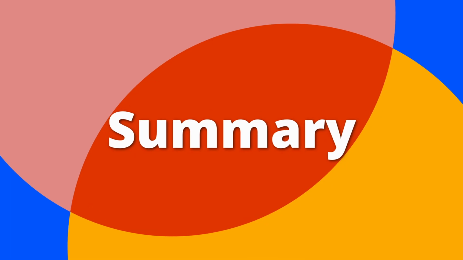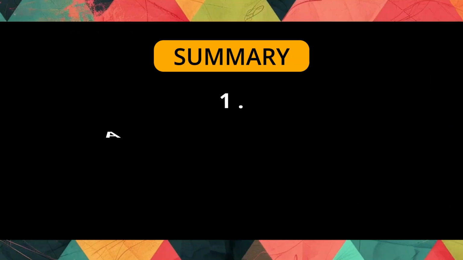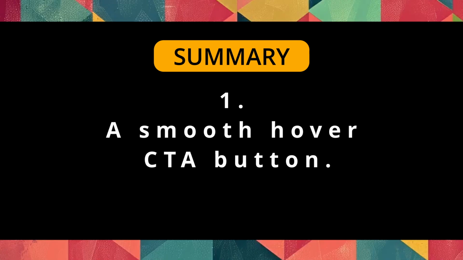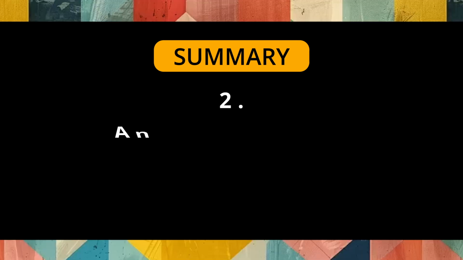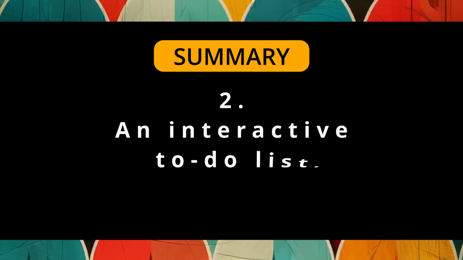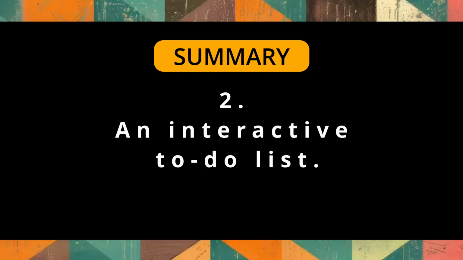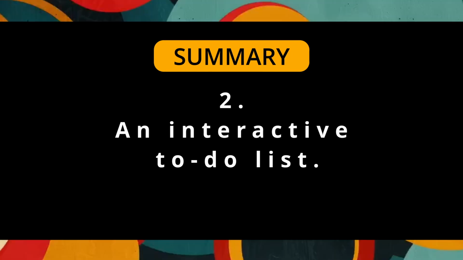Now let's look at what we have built till now. First, a smooth hover button in which while we are hovering over it, we can see the changes. Second, an interactive to-do list in which we have created checkboxes that we can check and uncheck according to the task that we have done.